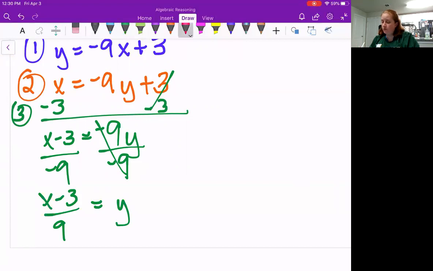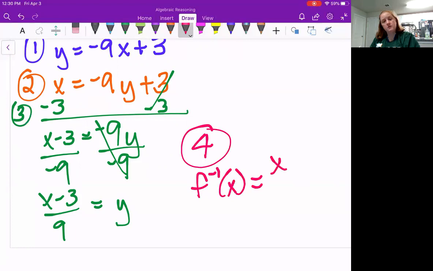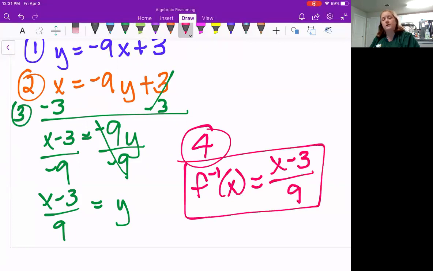And step 4, our last final step here, I'm going to make this just a little bigger, bear with me. Step 4, rewrite the y as an f inverse of x and your new equation, x minus 3 over 9. And there is my inverse.